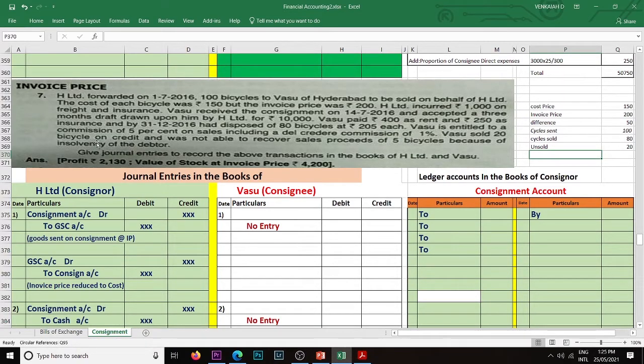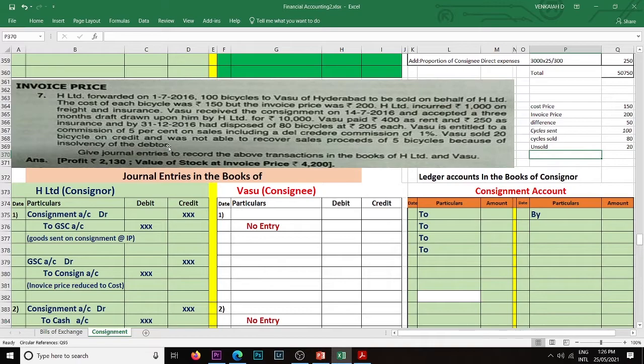Vasu is entitled to a commission at 5% on sales, including the delcredere commission of 1%. Total commission is 5%; in that, 1% is the delcredere commission. So normal commission is 4% and delcredere commission is 1%. Vasu sold 20 bicycles on credit and was not able to recover the sales proceeds of 5 bicycles because of insolvency of the debtor.